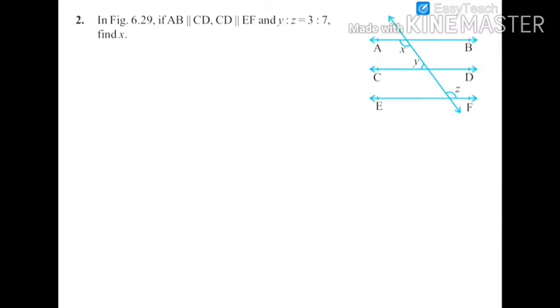Question number 2. In the figure, AB is parallel to CD. Also, CD is parallel to EF. And it is given that y to z is in the ratio 3:7. We have to find angle x. Let's mark this angle as A. Notice that angle y and angle A are vertically opposite angles. So they are equal.